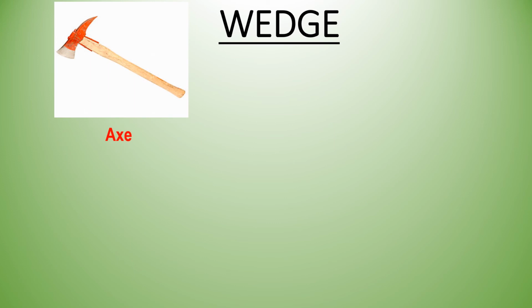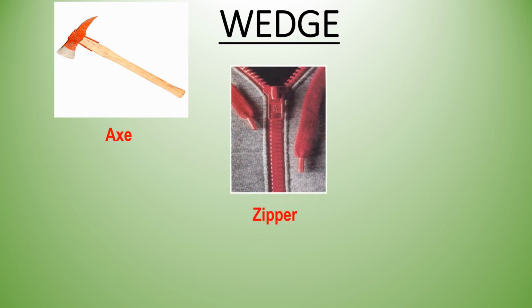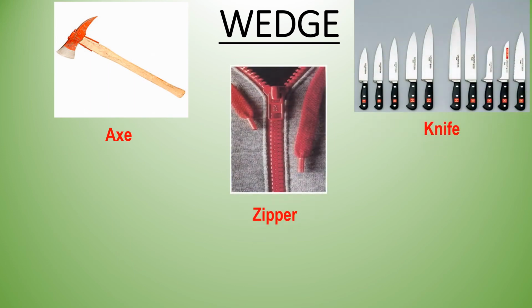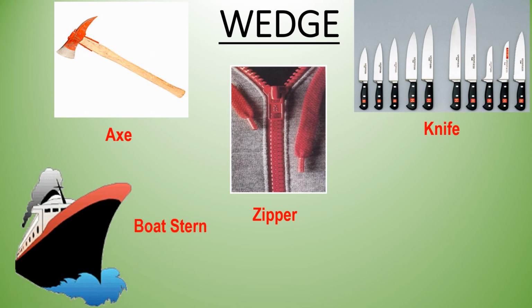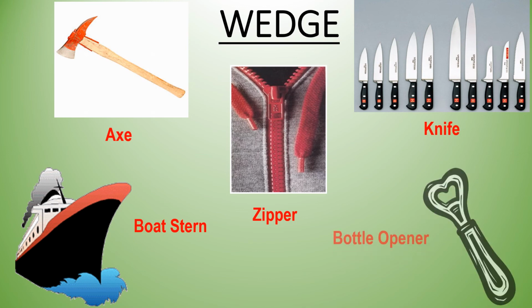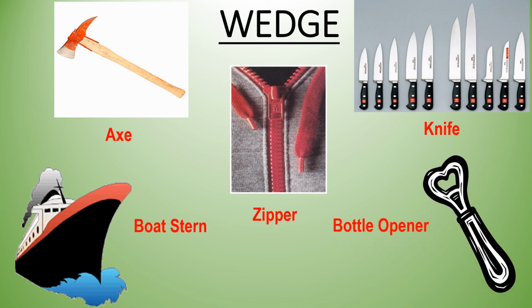The examples of wedges are axe, the zipper of your hoodie, the knife, the boat stern. बोट स्टर्न क्या होता है, जो बोट को मूव करने में हेल्प करता है, बोट स्टर्न, ठीक है. A bottle opener. These are all examples of wedges.